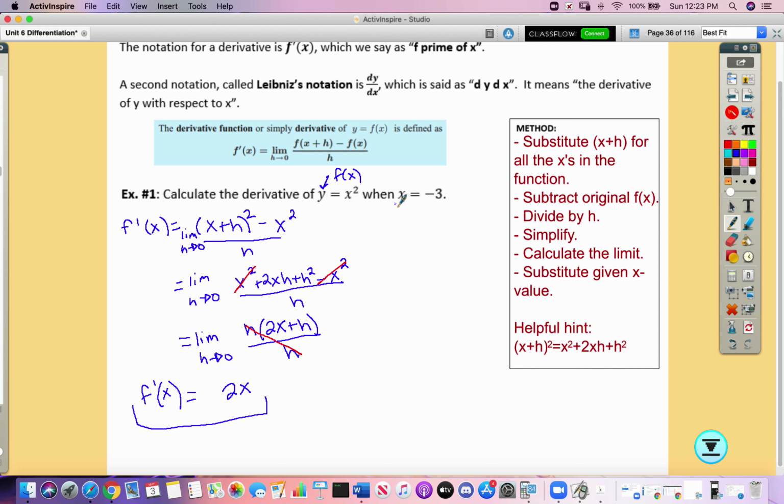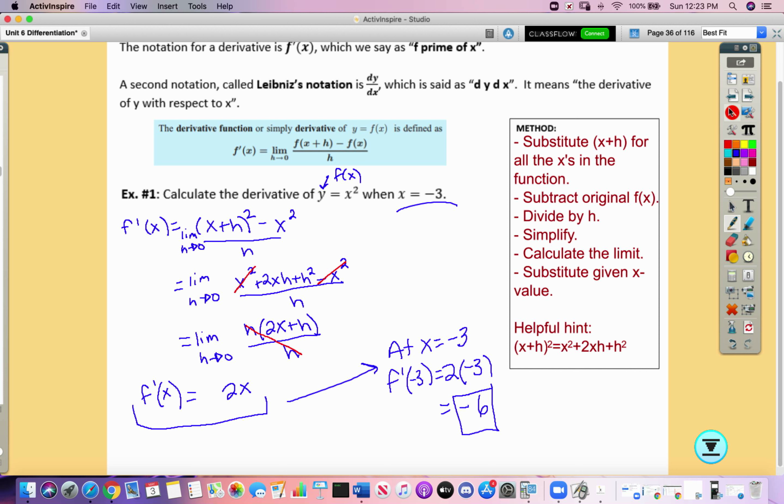So this problem actually does ask you for the slope where x is equal to -3. Fantastic. Let's take care of that now. At x equals -3, the derivative is equal to 2 times that x value, -3. And 2 times -3 is -6. So the slope of the parabola x squared at -3 is -6. And we're done.